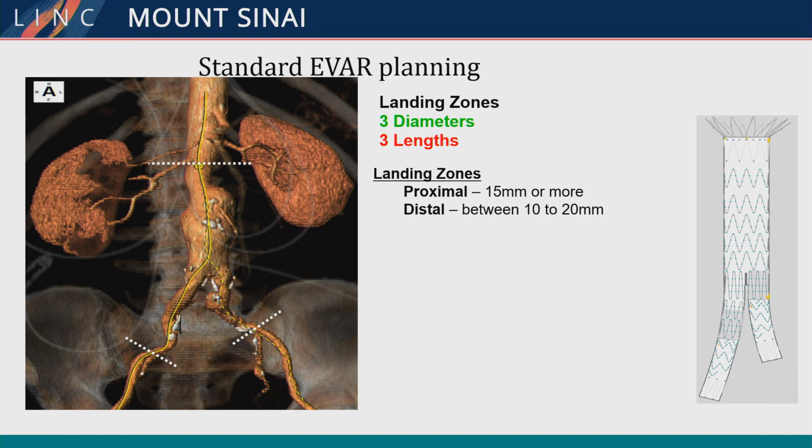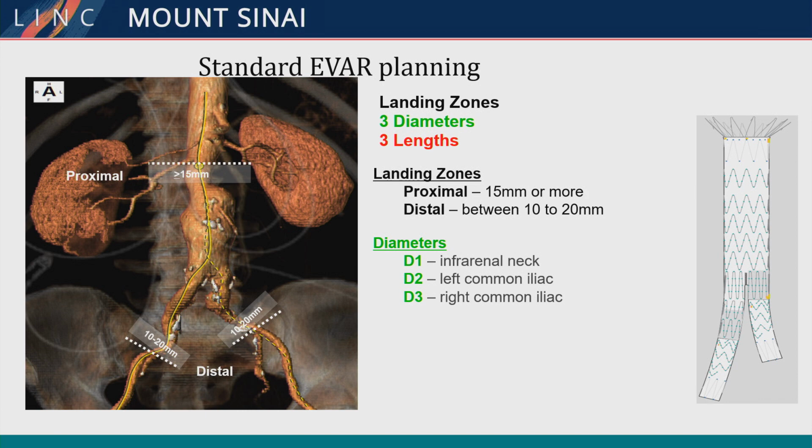For the iliacs, one centimeter to 2 centimeters, depending on the device. So the proximal landing zone, distal landing zones. Again, determining the length of those landing zones. And then determining the diameters of your infrarenal neck, your iliac arterial diameters. So those are going to be determined. And again, this can be done through axial imaging or centerline. Of course, centerline imaging is preferable.